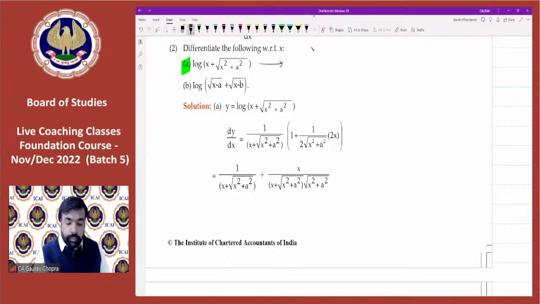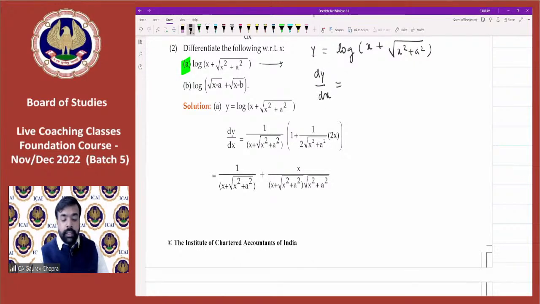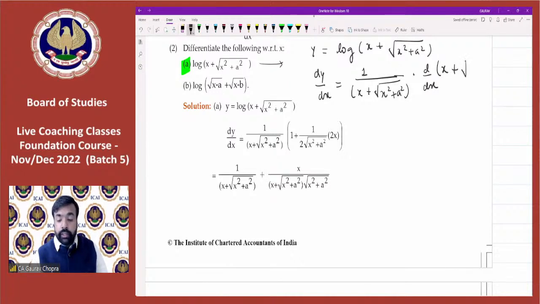y is equal to log of x plus root of x square plus a square. So dy by dx is equal to 1 upon x plus root of x square plus a square. Now this is the first function. We have done the differentiation of the first function. Now multiply with the derivative of the other function, that is x plus root x square plus a square. We have to find the derivative of the second one. So we can easily do that.